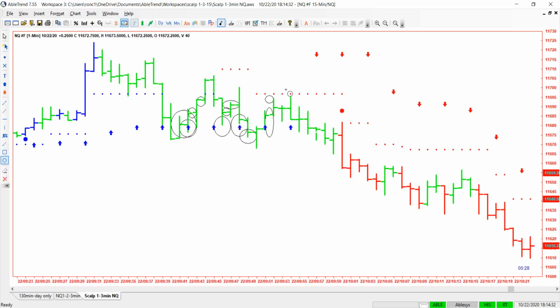Hits the, I'm not going to count that one. That was a winner, but it's getting a little tight in here. It's 15 points in there. It's just getting a little tight, so I'm not going to count that. Okay. Next trade is right here.